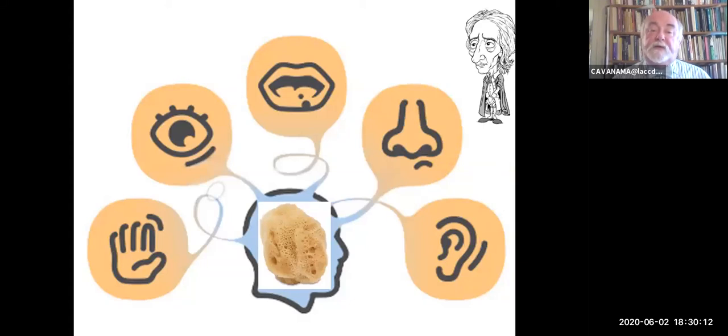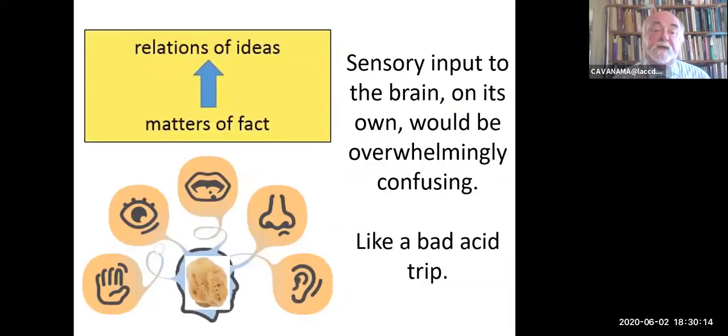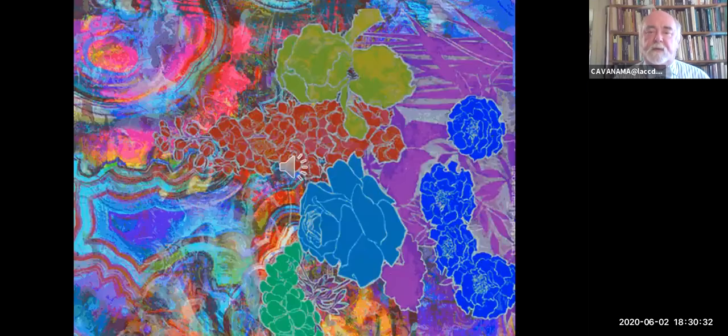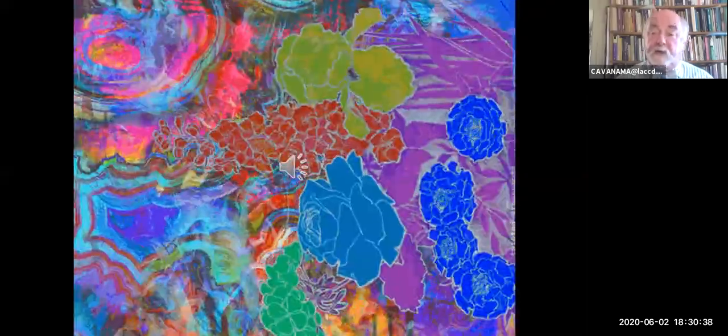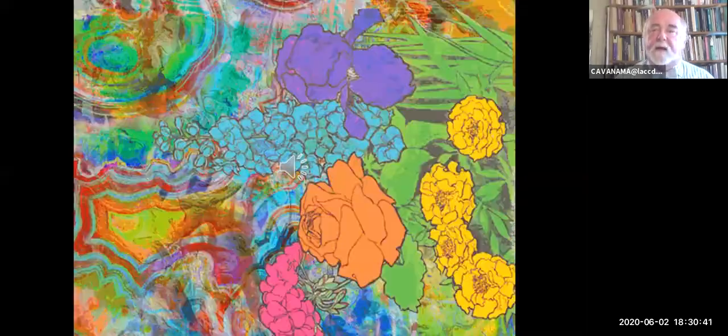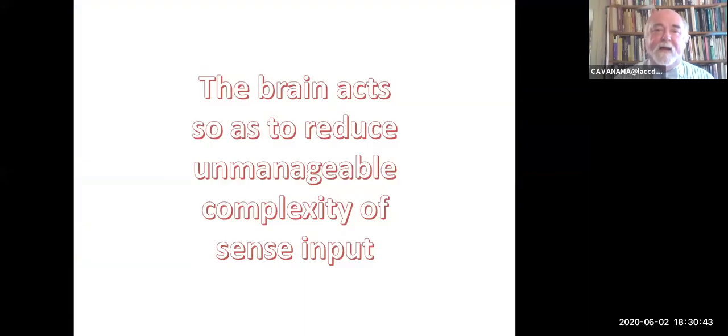The empiricist tradition says we use our senses, we soak up things like a sponge from the sensory input, which comes into the brain from the outside. Matters of fact give rise to relations of ideas. But if all we had was sensory input to the brain, this could be very confusing, overwhelming, like a bad acid trip. Like a booming, buzzing confusion, as we would expect. Enough of that, that's painful.